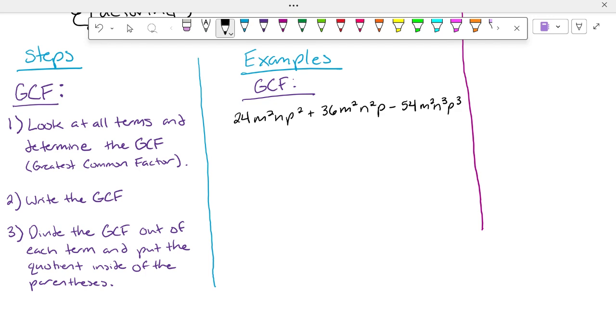Now, I believe we already worked that example out together, correct? All right, so you're literally just going to copy the work you did for it. So I would then put my GCF is 6m squared n and then p. So that's what I would divide into all of these.